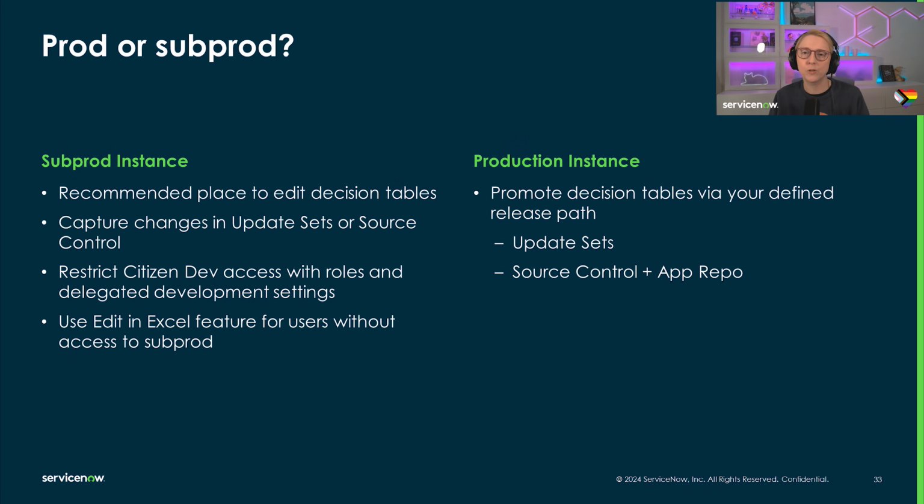Decision tables should follow your standard application lifecycle to be created and modified in a subprod instance, and then promoted through your preferred pipeline, be that update sets or source control at app repo. As outlined in the Who Can Use Decision Tables chapter, there are different options for granting limited access to updating decision tables with delegated development and dedicated roles. For business process owners that usually don't work in your subprod instance, the Edit in Excel feature allows you to give them an extra guardrail path to own their decisions.